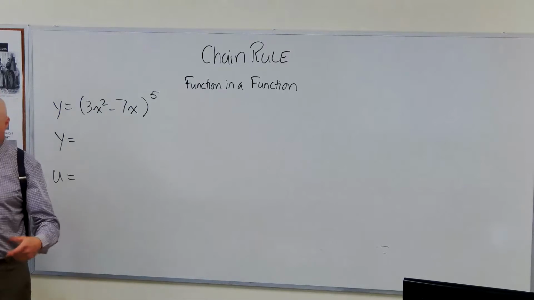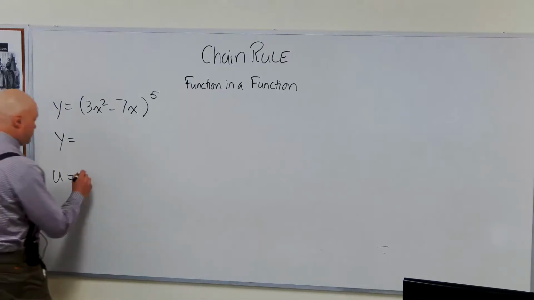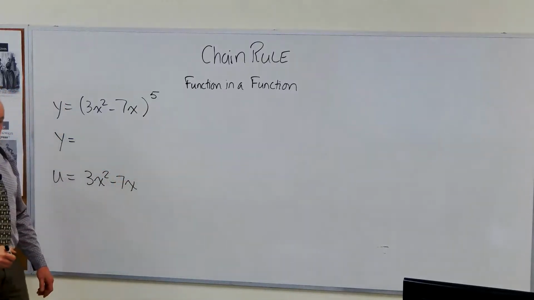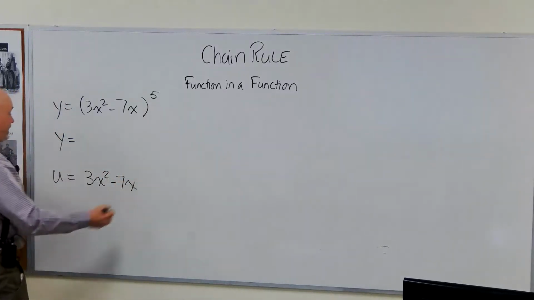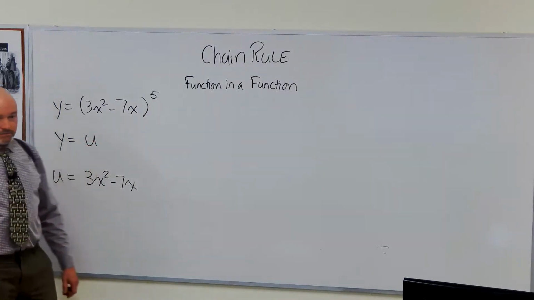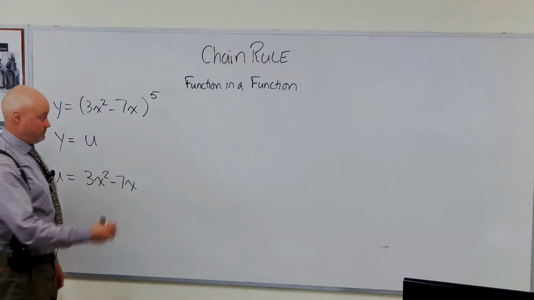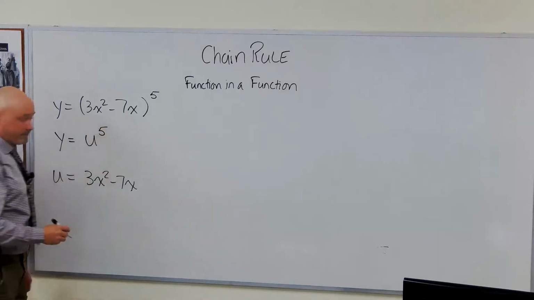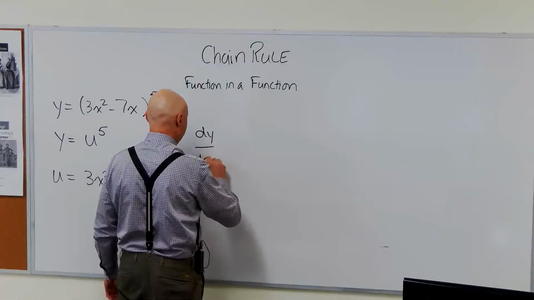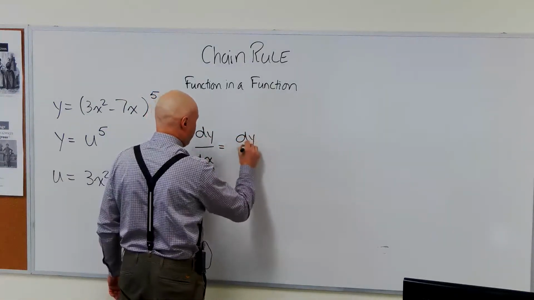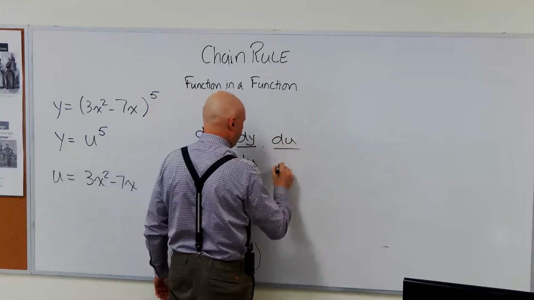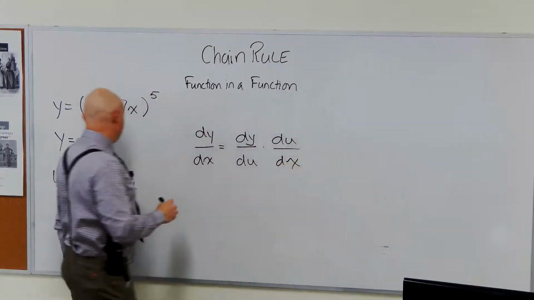Internet, anybody? What's my inside function? 3x squared minus 7x. That is my inside function. It's a function of x, and this is u. And what is my outside function? u to the exponent 5, yeah. Okay. And if I want to know the rate of change of y with respect to x, I'm going to take the rate of change of y with respect to u, and I'm going to multiply it by the rate of change of u with respect to x.